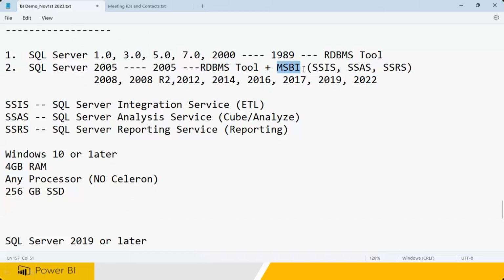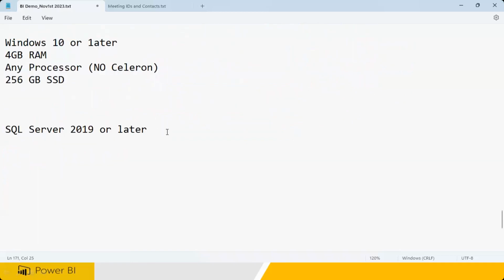MSBI also will be installed. What is MSBI? Microsoft Business Intelligence. Business Intelligence means data analytics. What is an ETL? What is a cube? Everything we'll be discussing in tomorrow's class. So we'll install, and Power BI we will be able to install day after tomorrow.